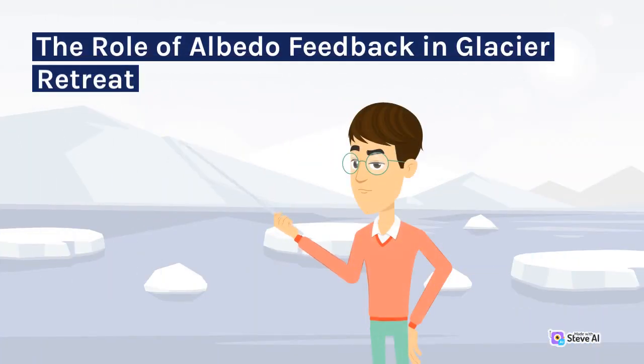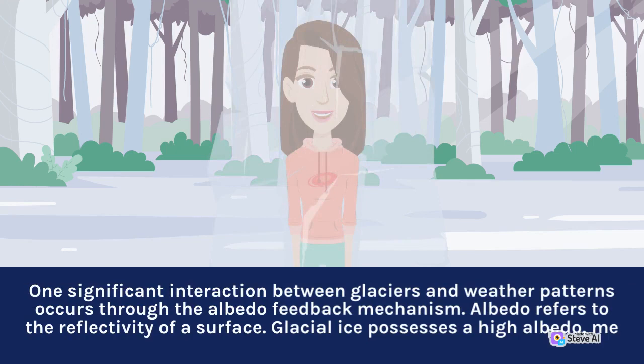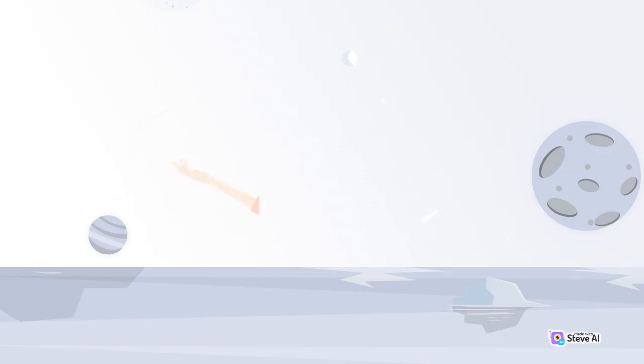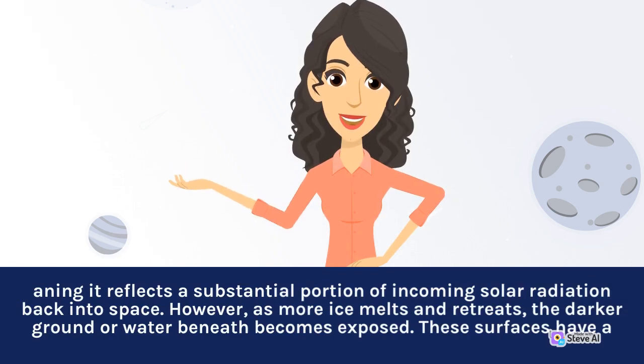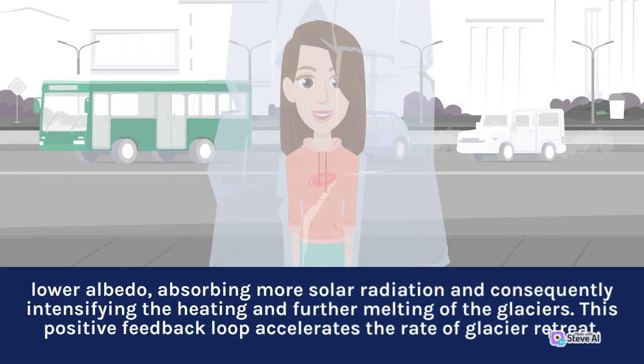The role of albedo feedback in glacier retreat. One significant interaction between glaciers and weather patterns occurs through the albedo feedback mechanism. Albedo refers to the reflectivity of a surface. Glacial ice possesses a high albedo, meaning it reflects a substantial portion of incoming solar radiation back into space. However, as more ice melts and retreats, the darker ground or water beneath becomes exposed. These surfaces have a lower albedo, absorbing more solar radiation and consequently intensifying the heating and further melting of the glaciers. This positive feedback loop accelerates the rate of glacier retreat.